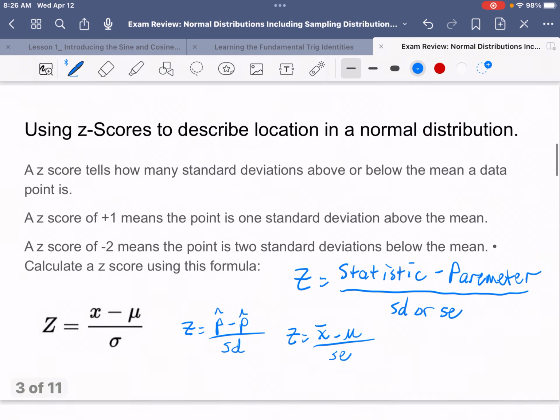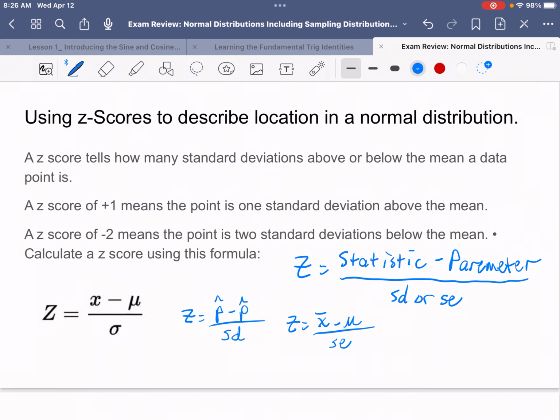Okay, now before we go into our review of the normal distribution, which shouldn't be unfamiliar to you at all because we've been doing it all year, let's talk about a z-score and how we can use it to describe location, not just in a normal distribution really, but any distribution. Please remember that a z-score tells you how many standard deviations above or below the mean a data point is. Remember that z is what we refer to as unit neutral. It doesn't have a unit.